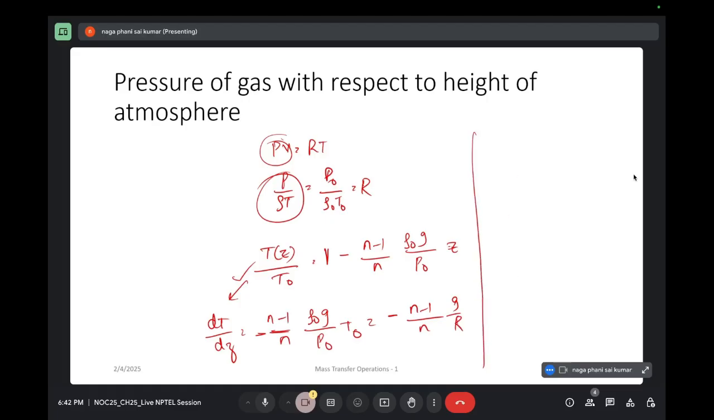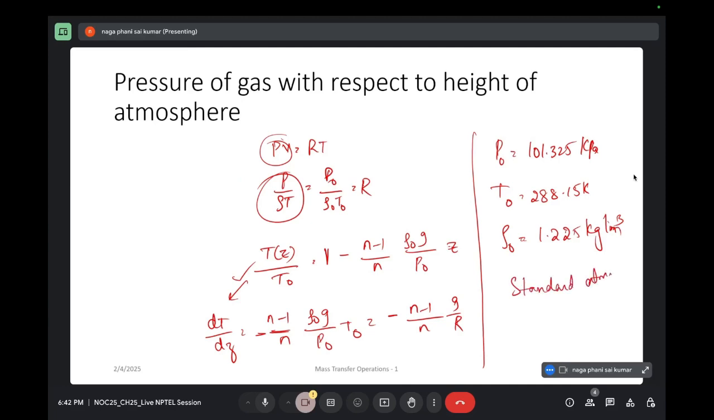At the mean sea level, we generally accept P naught as 101.325 kilopascals, T naught as 288.15 Kelvin, and rho naught of air as 1.225 kg per meter cube. These are standard atmospheric conditions at sea level.